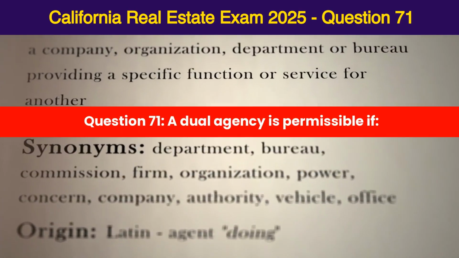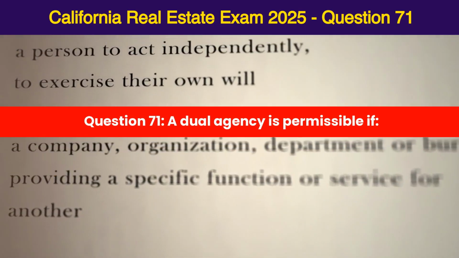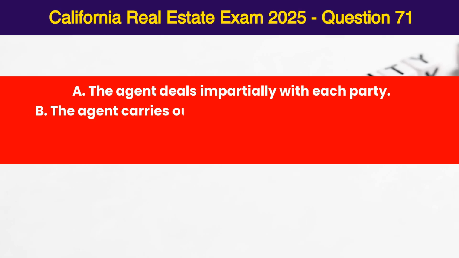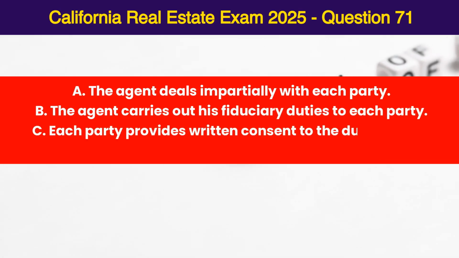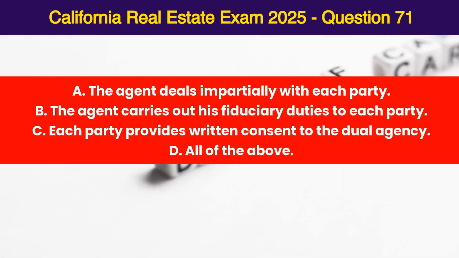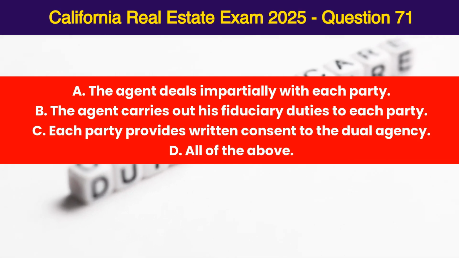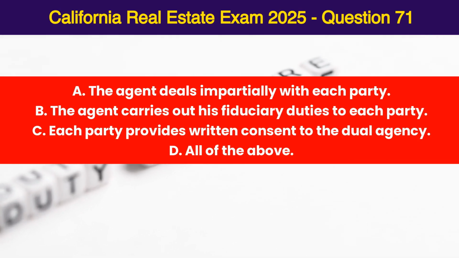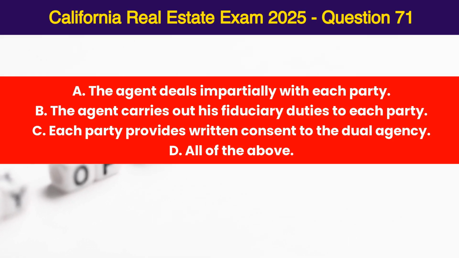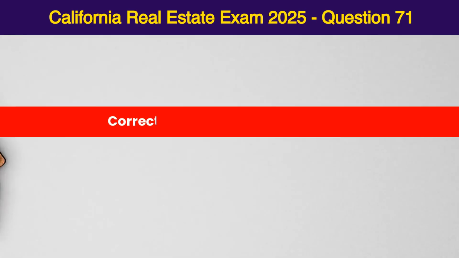Question 71. A dual agency is permissible if A. the agent deals impartially with each party, B. the agent carries out his fiduciary duties to each party, C. each party provides written consent to the dual agency, D. all of the above. Correct answer is D. all of the above.